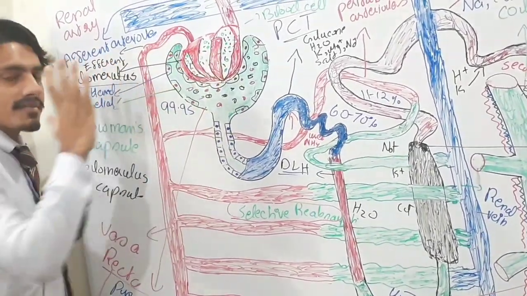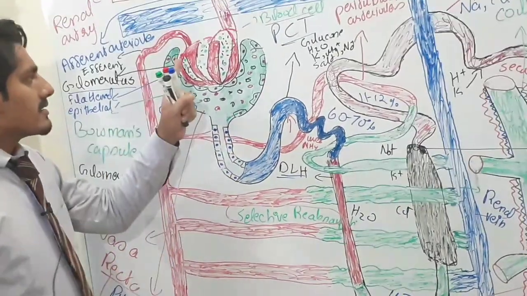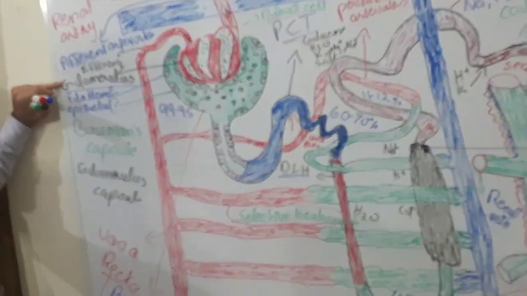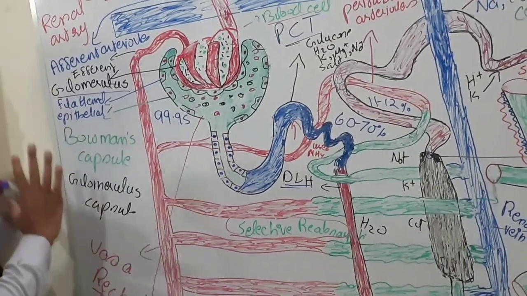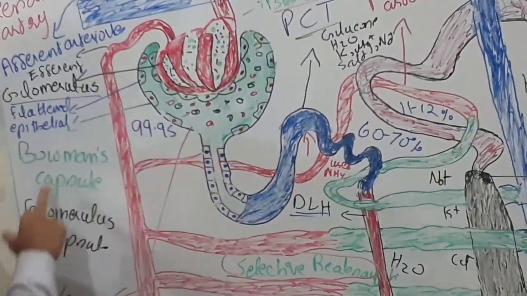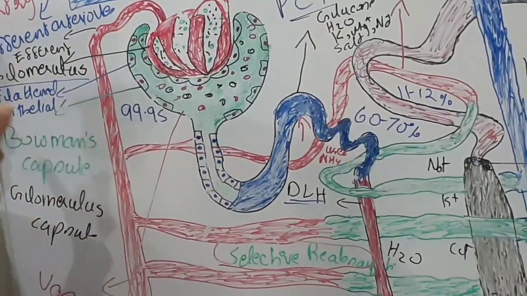a tiny network of capillaries, which is called the glomerulus. This one is the glomerulus. Okay. So there are two things in the renal corpuscle. The first one is Bowman's capsule and the second one is the glomerulus capillaries.